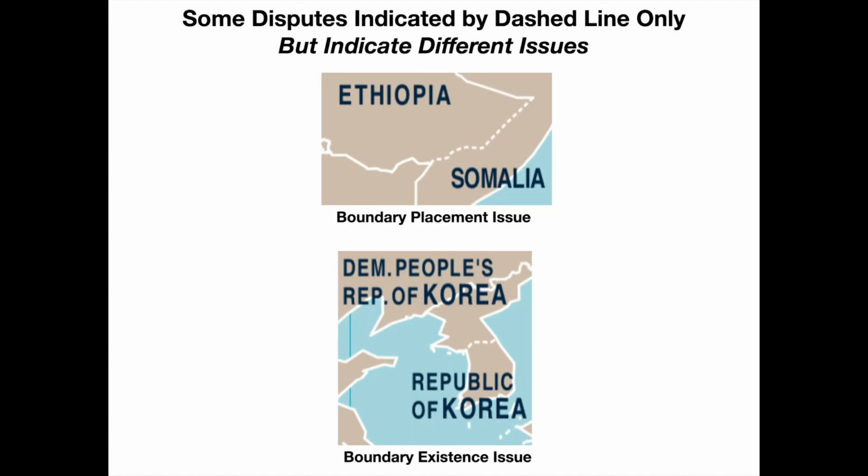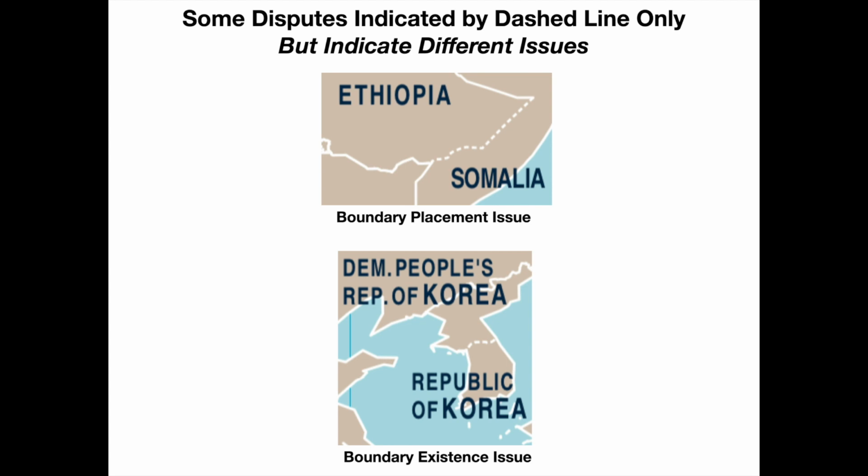Also with dashed lines, we find similar problems. For example, the boundary between Ethiopia and Somalia is contested. The issue here, though, is where the boundary is to be placed.